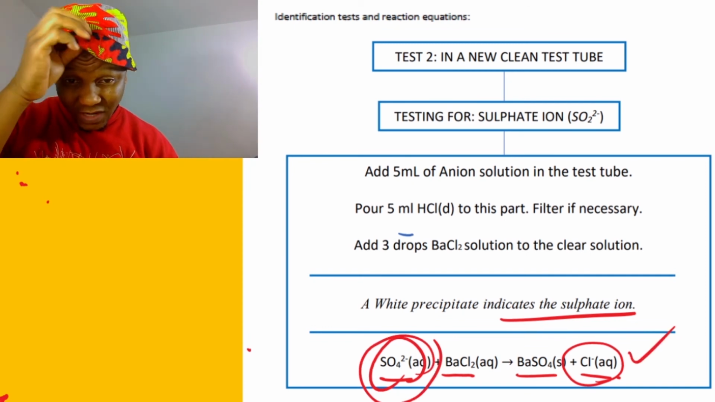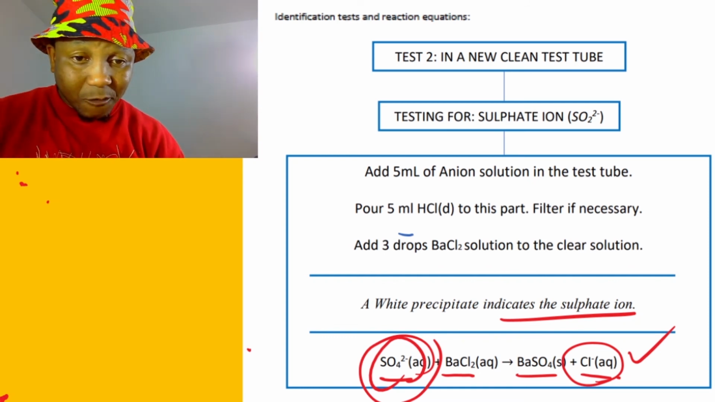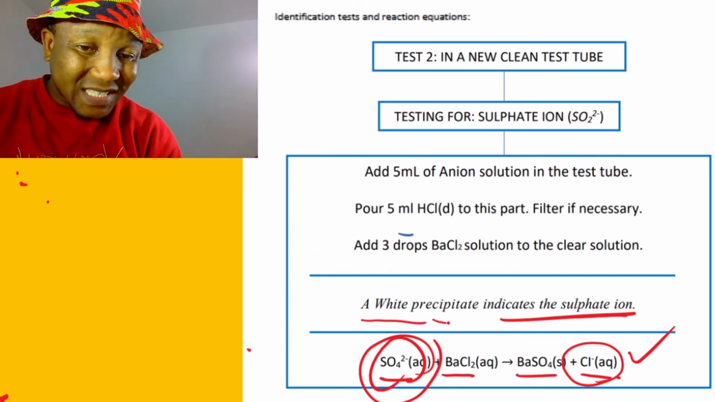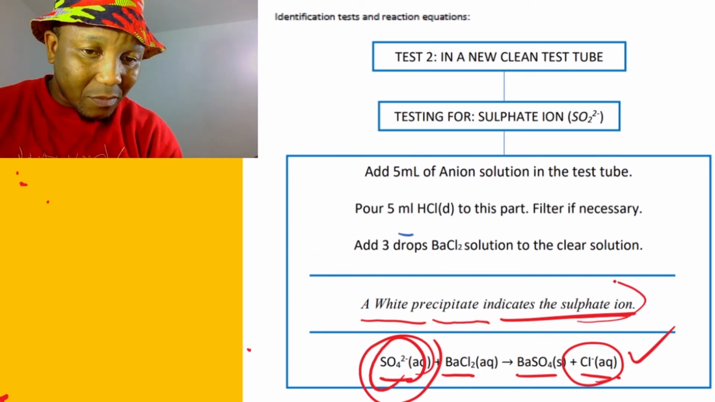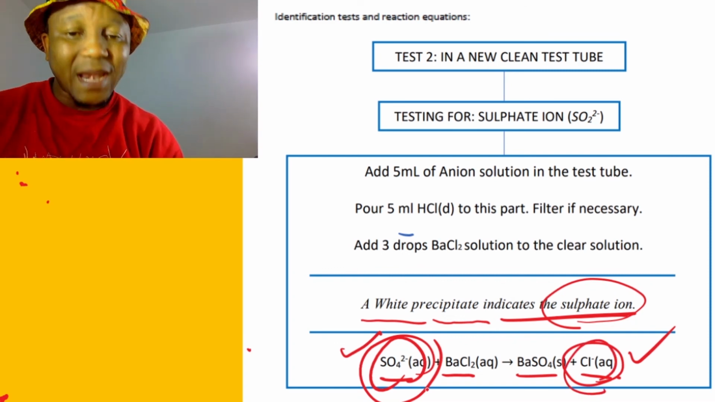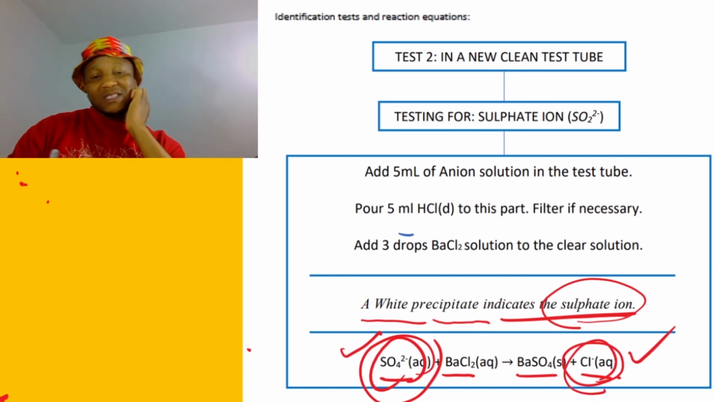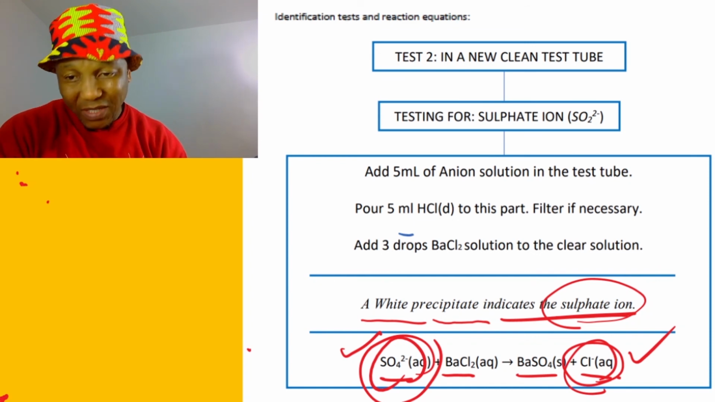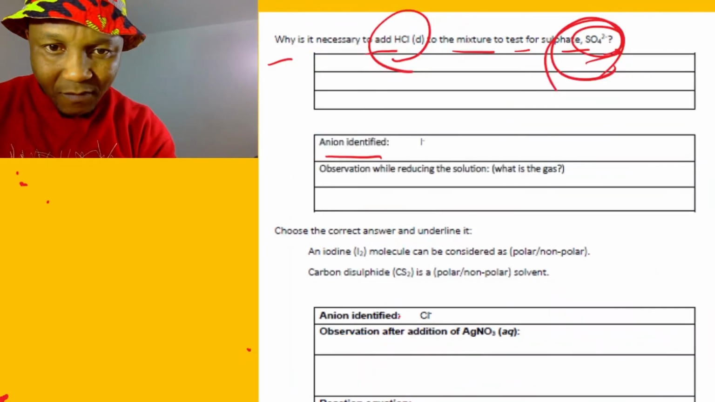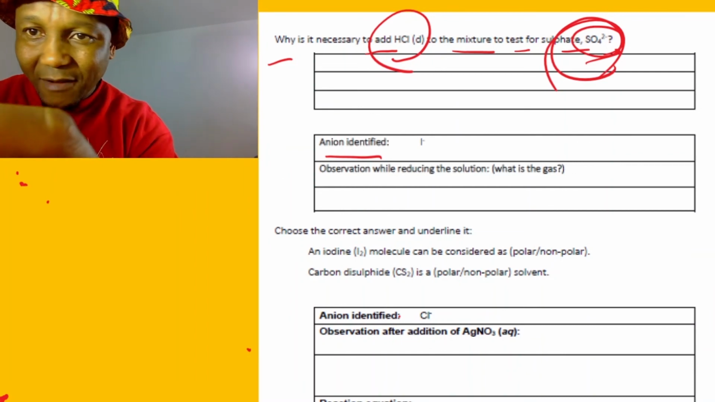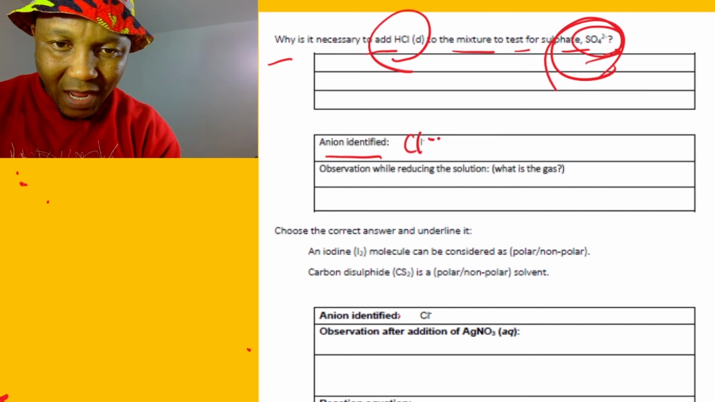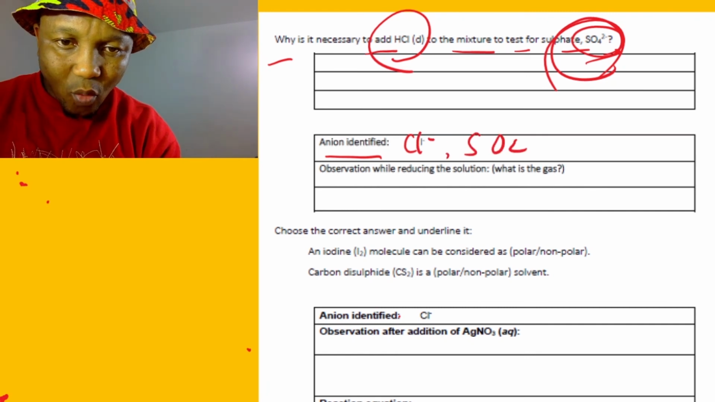That means you have a presence of sulfate ions. And the sulfate ions indicate what? The white precipitate. Means sulfate ions, which is this. And for anions identified, it is going to be chloride ions for both. See, sulfate ions, which is the white precipitate, and chloride ions. So I'm going to say here, anions identified. It's going to be chloride ion and also the white precipitate.